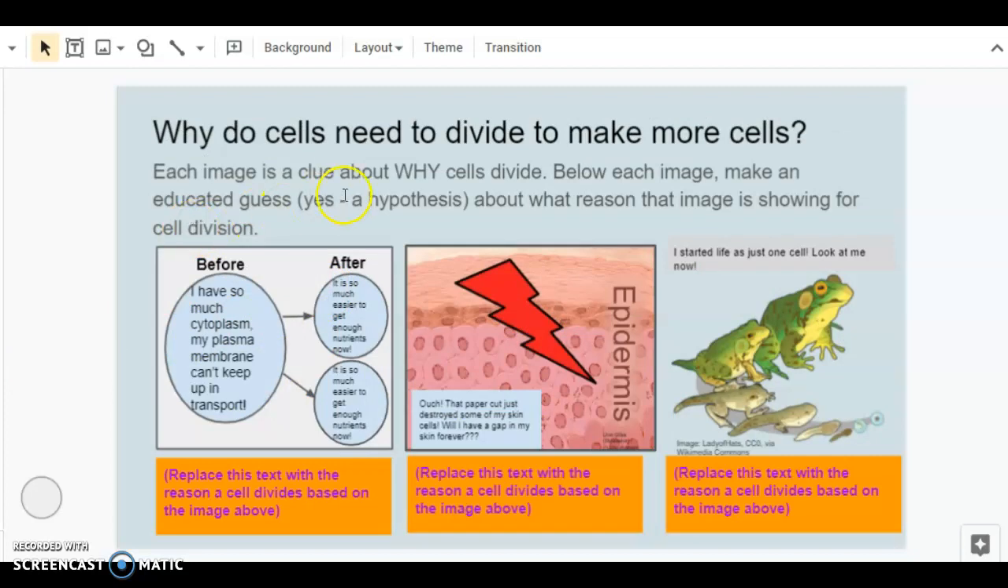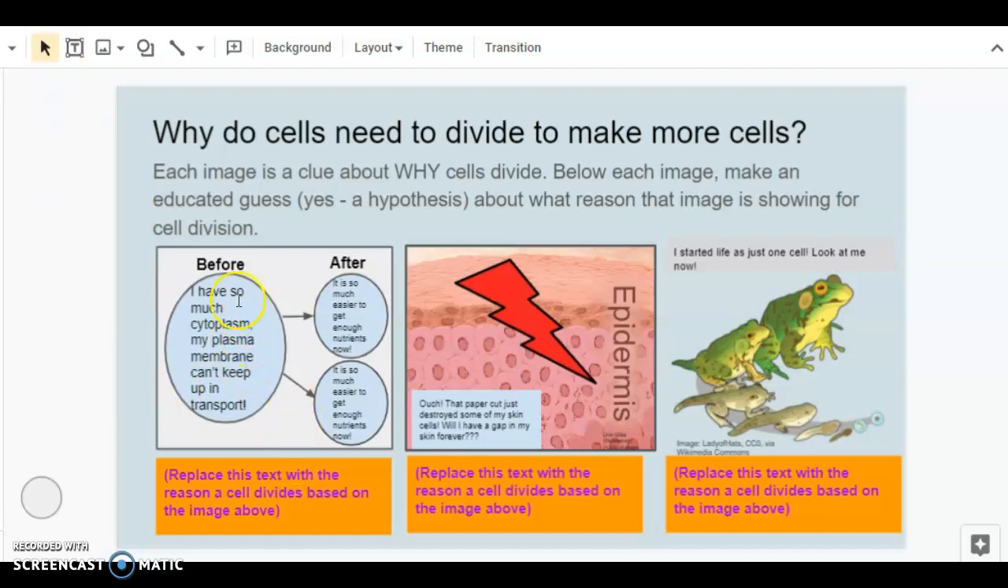So, why do cells need to divide to make new cells? There are several reasons. Pause the video and look at each diagram. And below each image, make an educated guess, a hypothesis, about what reason you think that image is showing you. When you're ready, come back and check your answers. Let's see how you did.